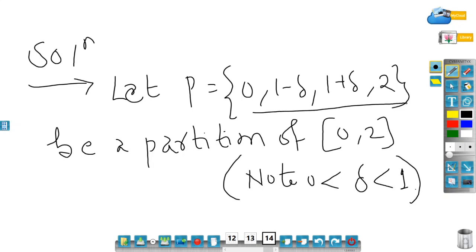To have non-overlapping subintervals, we should make sure that delta is less than 1. Or you can say delta less than half also; some people say less than half. You can plot it and see that 1 minus delta, if delta is less than 1, will never go beyond 0, so it will be after 0 only. Similarly, 1 plus delta will not go beyond 2. So this is my x0, this is my x1, this is my x2, this is my x3.